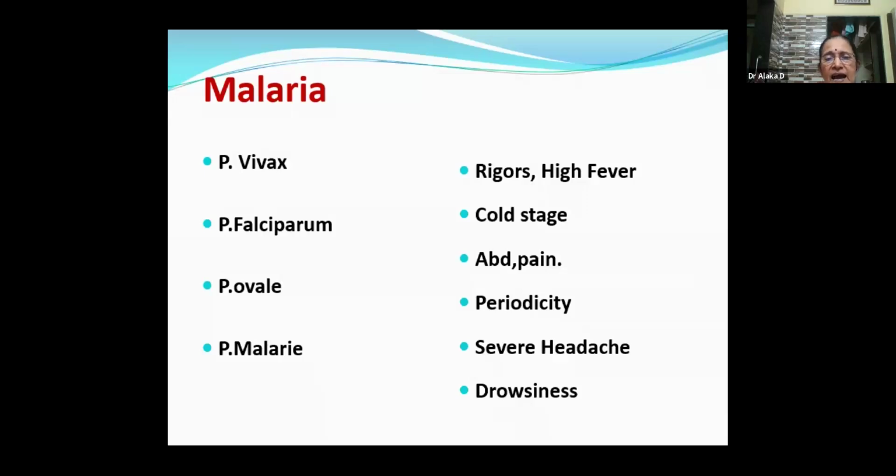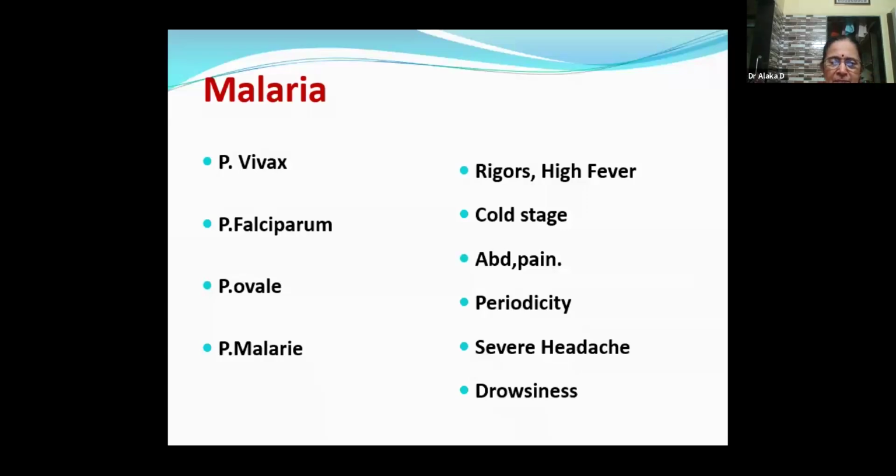Previously, it was high fever with rigors, followed by the cold stage. This may be changing. Every patient doesn't come with those severe rigors, but may come with fever which is not very high, just low-grade fever. What is important is the periodicity. And depending on the periodicity, you suspect malaria.